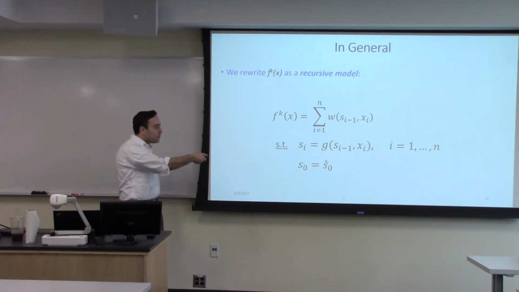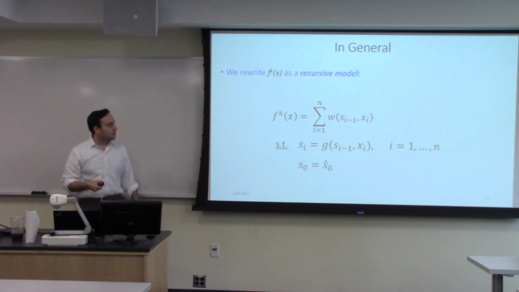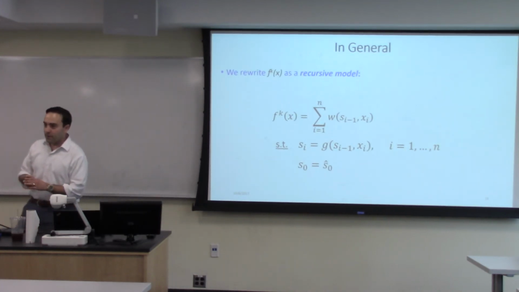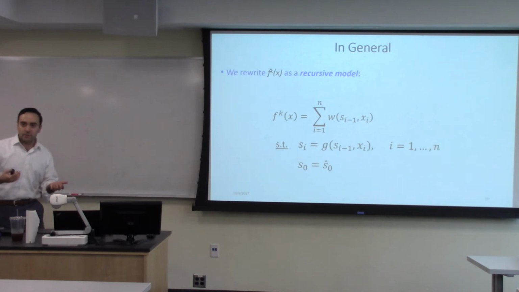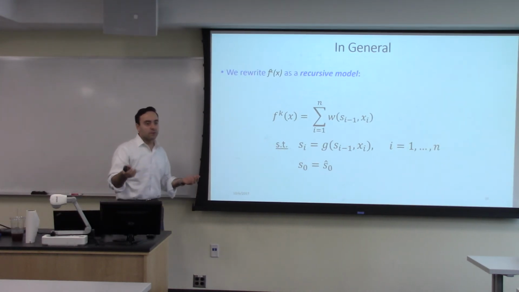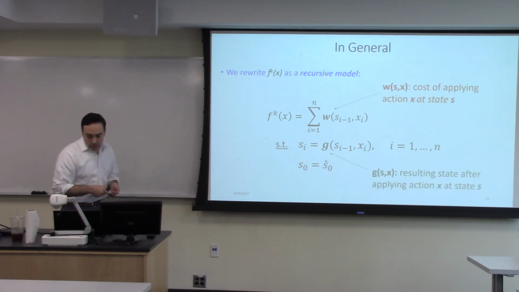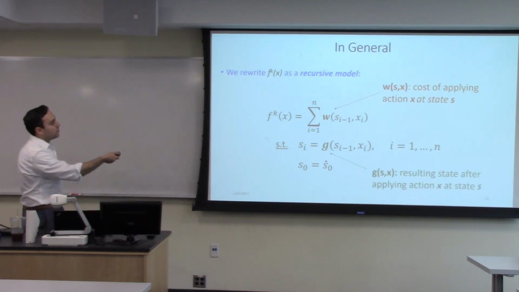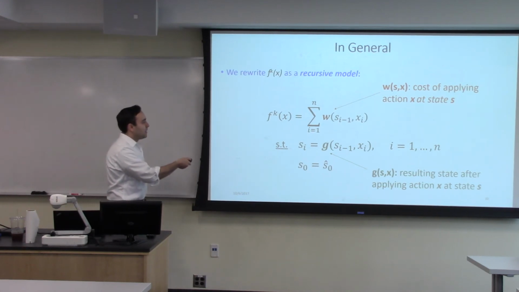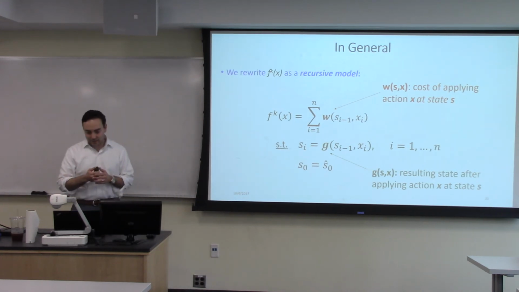So if someone gave you this si, g, w formulation, it would be very easy to build a diagram. But that's not how we think about problems in general, at least not in the discrete optimization world. You typically have it over some binary variables. So this w(s,x) is the cost of applying action x at state s, and for any particular path, this will give you the total weight. This is the resulting state after applying action x at state s.